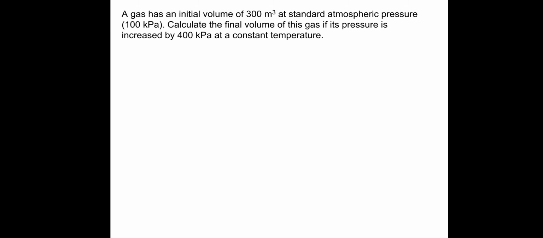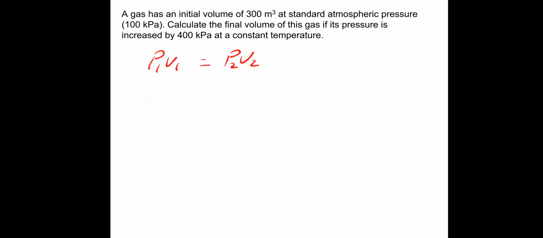So let's have a go at this one. A gas has an initial volume of 300 meters cubed at a standard atmospheric pressure, 100 kilopascals. Calculate the final volume of this gas if its pressure is increased by 400 kilopascals at a constant temperature. So we can use P1V1 equals P2V2, and then just put the numbers in.